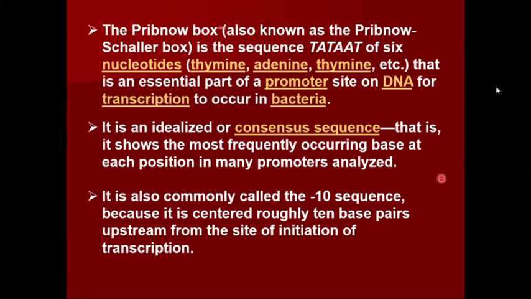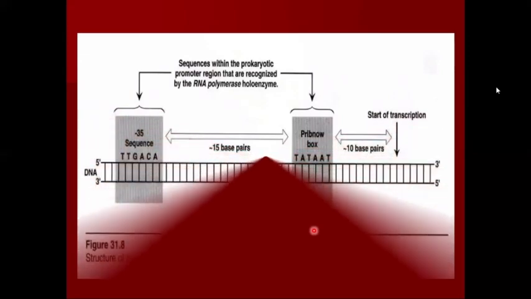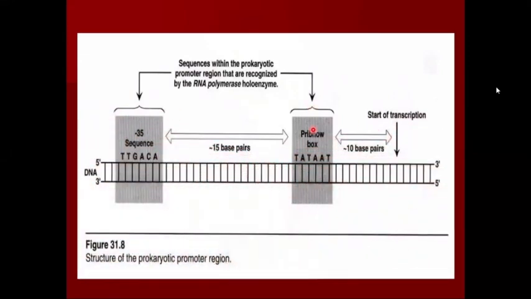They studied different bacteria, different prokaryotes, and they noted that in most instances, the Pribnow box consists of these 6 nucleotide sequences. Okay, so it is also commonly called negative 10 sequence because it is centered roughly 10 base pairs upstream from the transcription start site. Okay, and so this is another illustration of that, the Pribnow box.